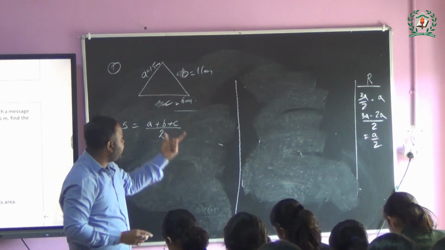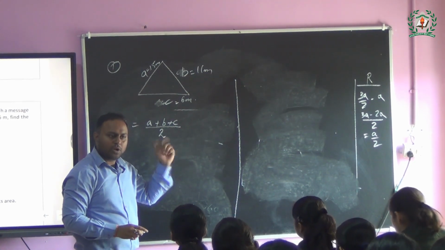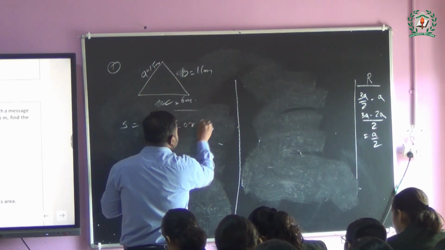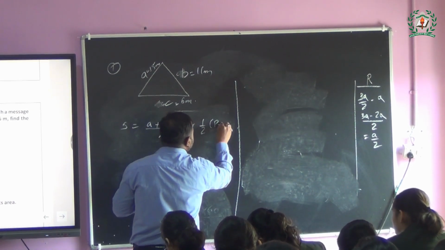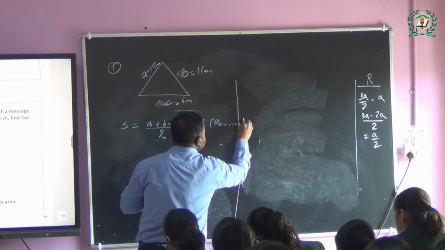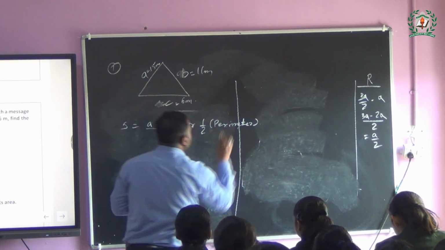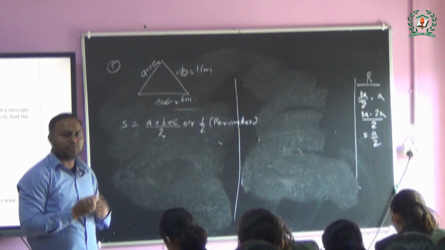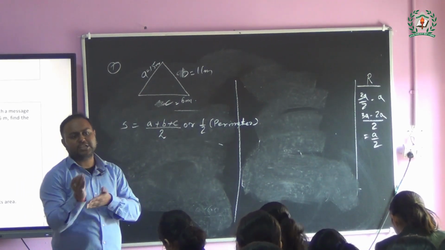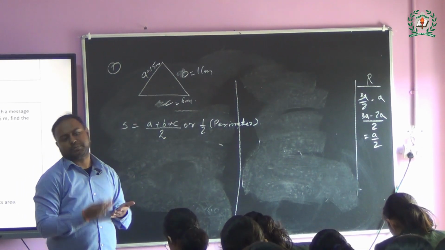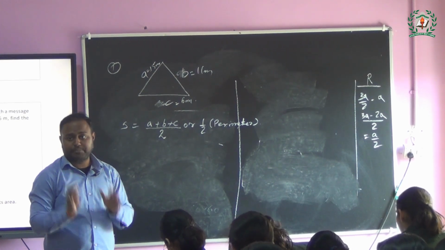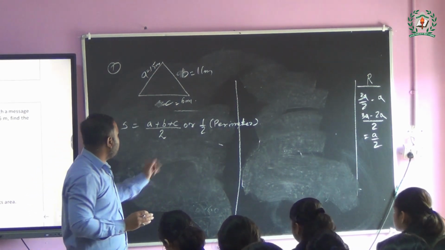Next thing, A plus B plus C is the perimeter, or in many books you will see it written as half of the perimeter. Both are the same. Please note it down. Nothing changed. Half of perimeter or semi-perimeter is a basic concept. That is, perimeter divided by half becomes the semi-perimeter. So now add the things.